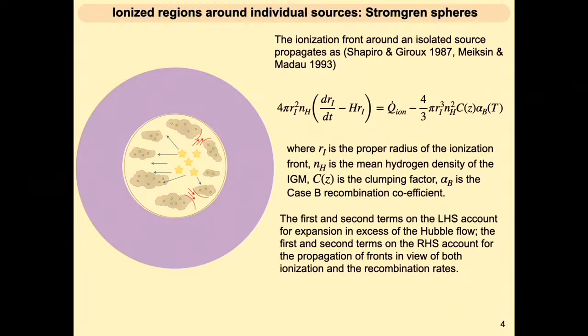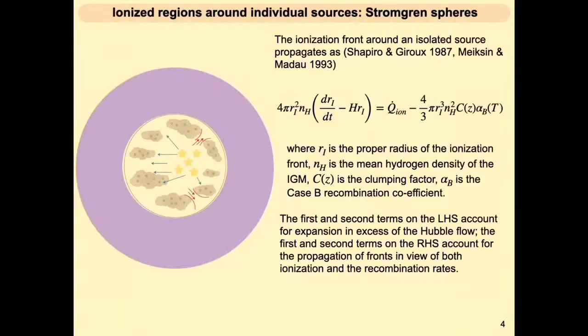So for the expansion of these ionizing fronts into the IGM, the most crucial quantities are the escape fraction of ionizing photons and the clumping factor of the intergalactic medium near these sources. This is, again, your source term, and this is, again, your recombination term. This is really reminiscent of the propagation of reionization on a global scale.